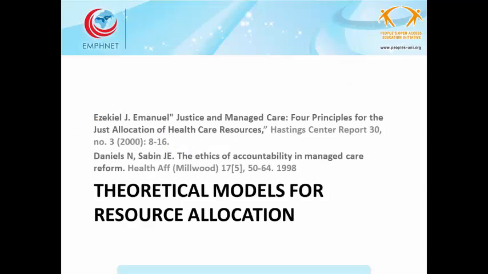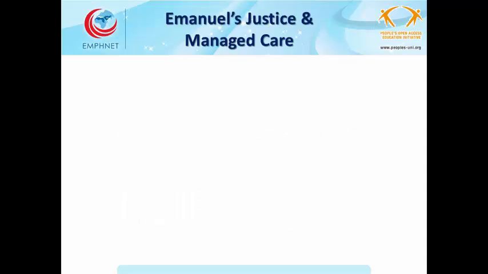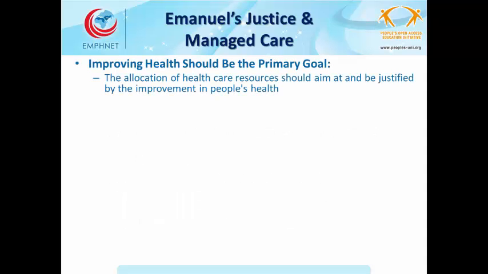There are two models for the resource allocation. First is by Emanuel, and the second by Sabin and Daniels. So, what Emanuel says about justice and managed care, as he calls it, is that improving health should be the primary goal of the public health intervention. The allocation of health resources should aim at and be justified by the improvement of the people's health. So this is the primary goal.